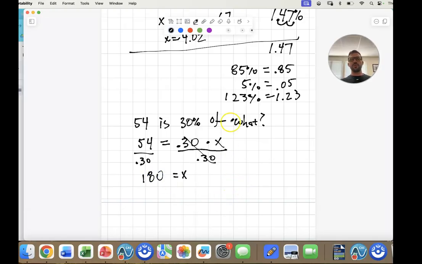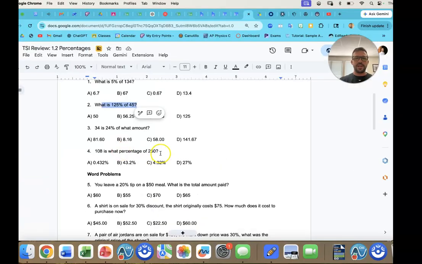Yeah? And then you can always put 180 here and see if that makes sense. 30% of 180. That's a smaller number, right? 30% of this number would be a smaller number. And 30% is about a third of it. So about a third of 180 is about 54. That seems correct. So that's how you do those.